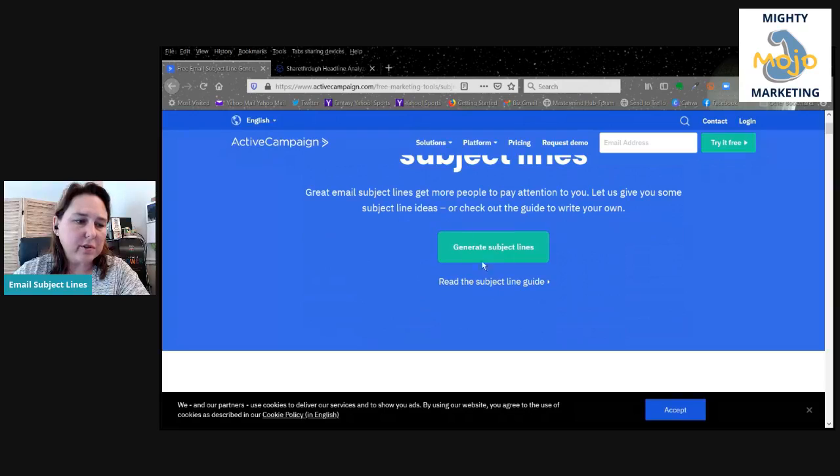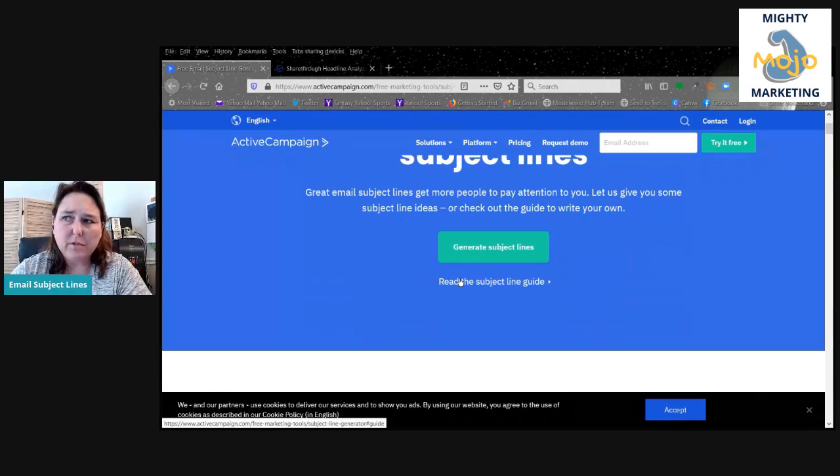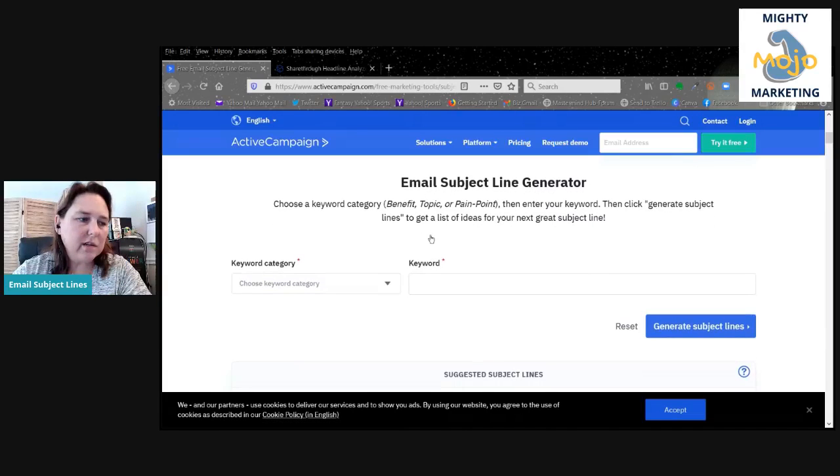So it's really pretty cool that there's a subject line guide. They have tips. They want your emails to be better. It reflects better on them too when you have better scores and more opens, and it helps them, but they want you to be a happy client and a happy customer. So you can generate subject lines and, like, cool.